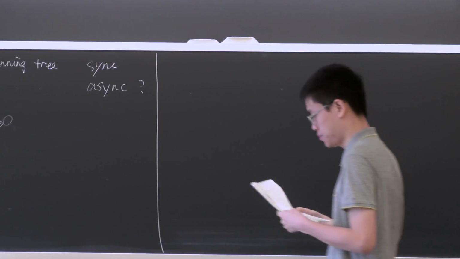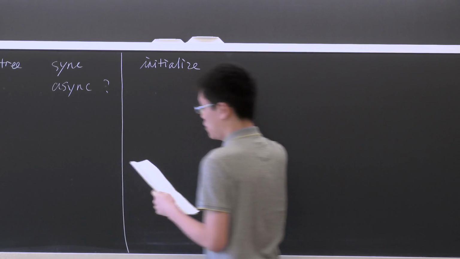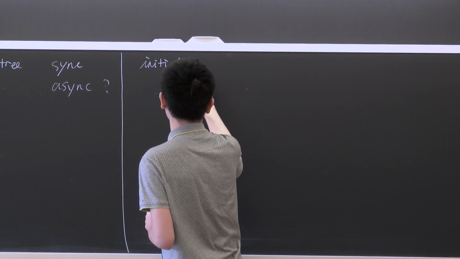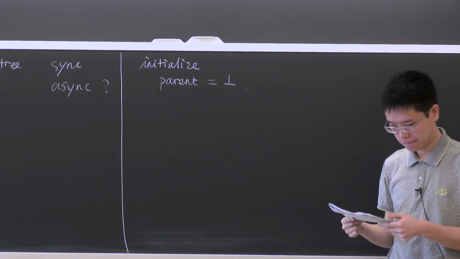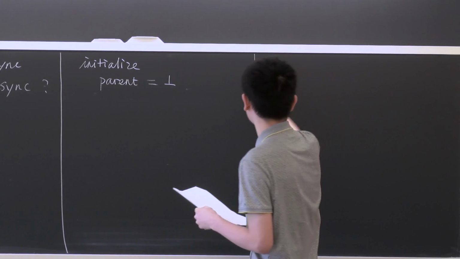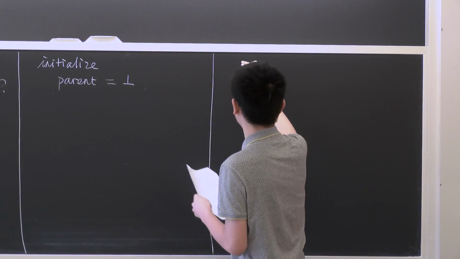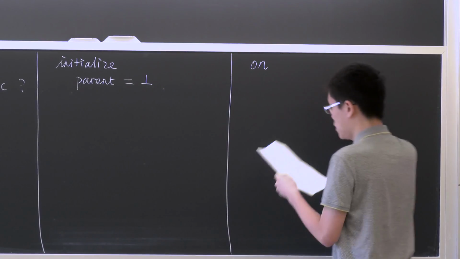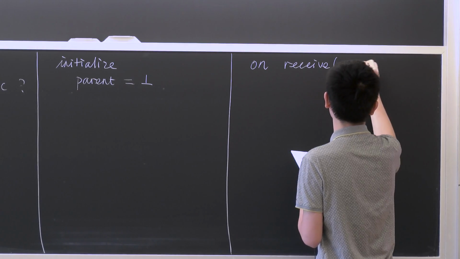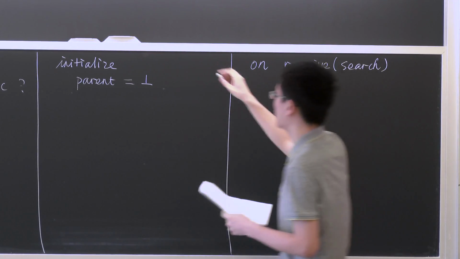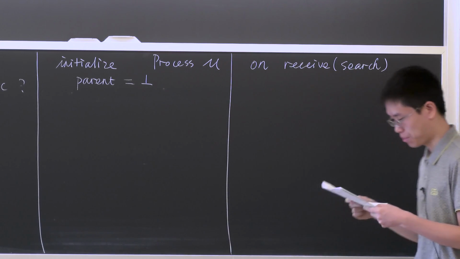Okay, how does this algorithm work? We will have several variables. The first one is parent. We will initialize it to this undefined symbol. Okay. Then every node will pass around this search message. I'll use a slightly shorthand notation than from the lecture. Okay, let's say the code I wrote is for process U.